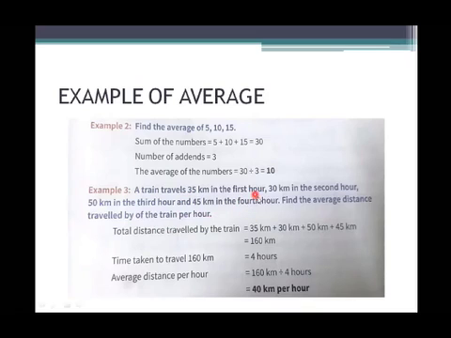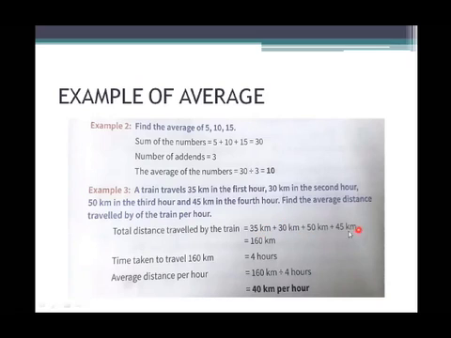So the train has traveled for 4 hours: 35, 30, 50, 45. Now you have to find the average, that is, how many kilometers it has traveled per hour. So what you have to do is take the total distance traveled and divide by 4, where the first hour is 35, the second hour 30, the third hour 50 and the fourth hour 45.